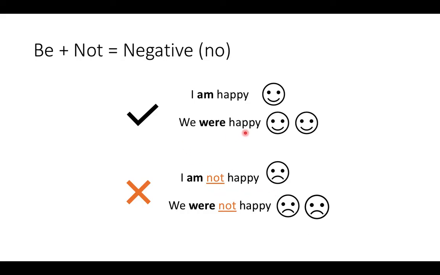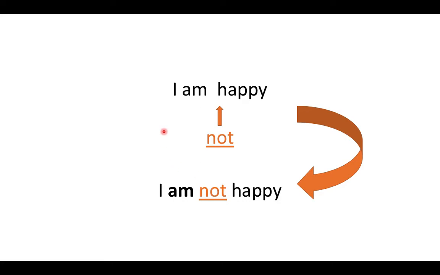We were happy. See the happy faces? If you say we were not happy, it means that they're sad. So they're not happy anymore. So how we do this is we take this sentence, I am happy, and we just put not in between the verb am, which is the be verb, and whatever we're talking about, which is happy in this case. So I am happy. If we put the not right here, it turns into I am not happy.